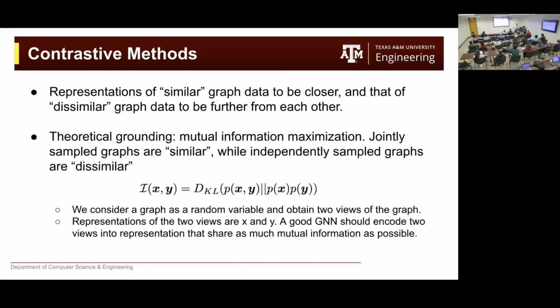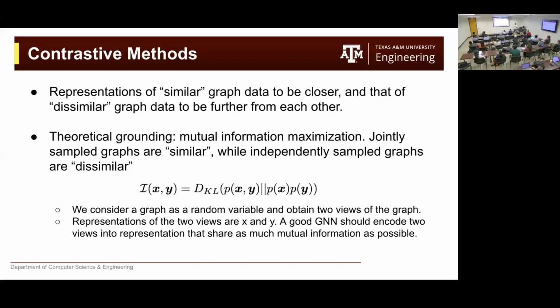And actually, this can be explained by the theoretical grounding of mutual information maximization. Here we consider a graph as a random variable. Then we consider the two augmented graphs as two views of the graph, as another two random variables based on a given graph. After we compute the representation of each individual view, we have another two random vectors, x and y. They correspond to the two views, right? So here, what we do is maximize the mutual information between x and y. These are two random vectors.